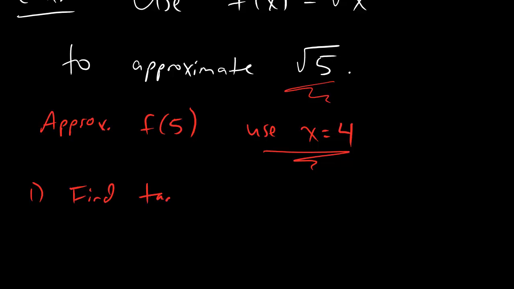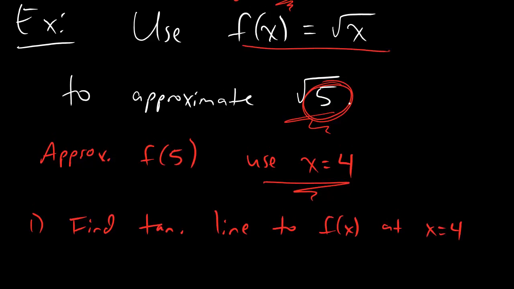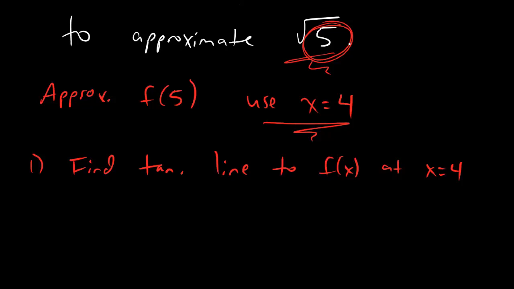And let's write this down. We're going to find the tangent line to f of x at x equals 4. And one more time, dudes, the reason why we're picking x equals 4 is because of two reasons. First, 4 is close by to 5. And then secondly, 4 is something that we can plug into the original equation, square root of x, and then get an easy y value. Taking the square root of 4 is easy, taking the square root of 5, not so much.